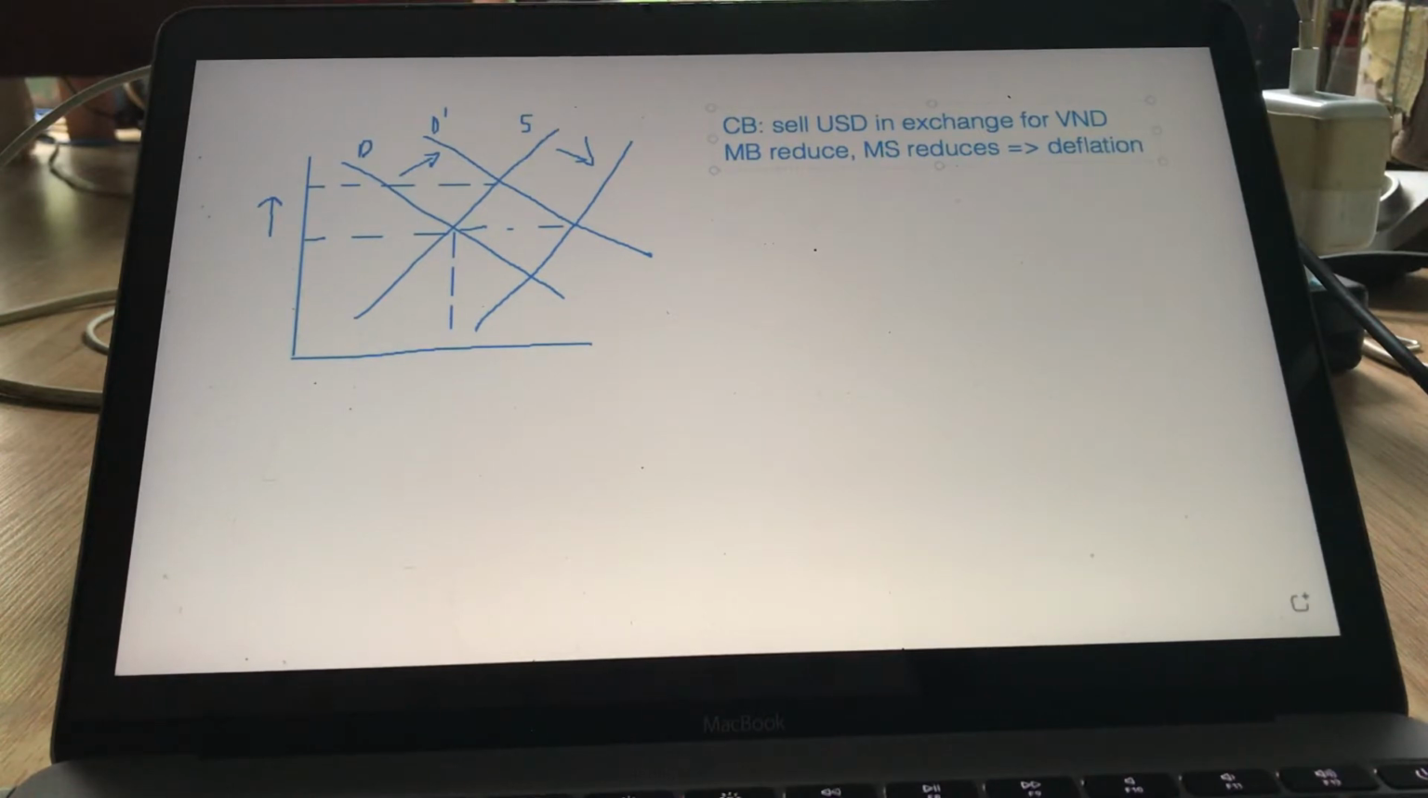So in this case, we assume that there's an increase in the demand for the USD, and that shifts the demand curve to the right. And in the fixed exchange rate, the central bank has to keep some level of the exchange rate. So the central bank will sell the USD in exchange for the VND. In other words, the central bank will withdraw the VND. So MB, the monetary base, decreases, then MS decreases, and it leads to a deflation.